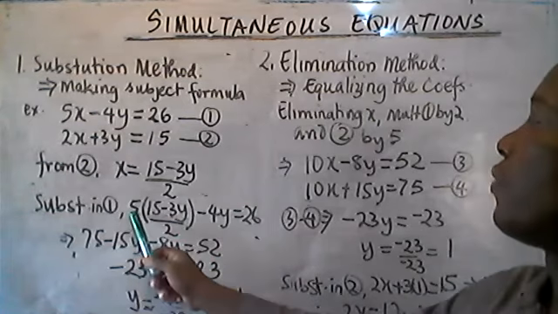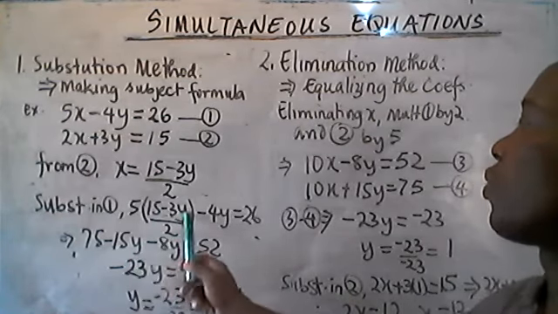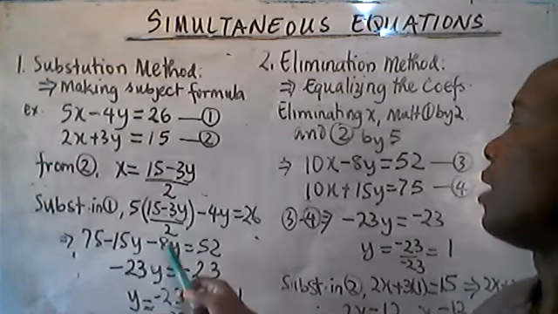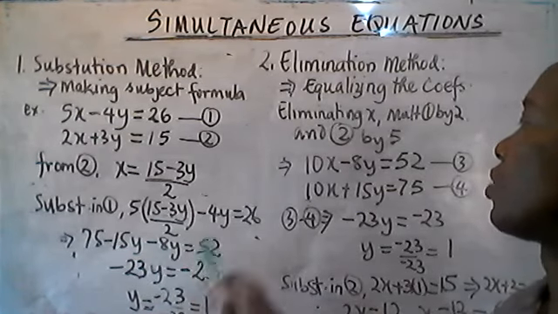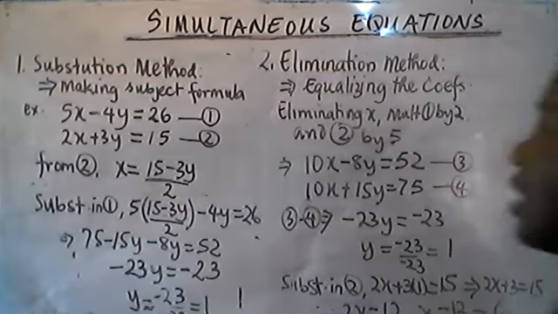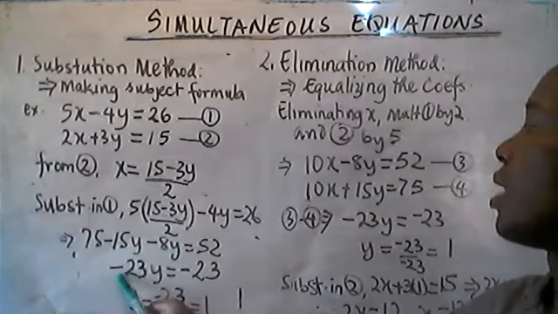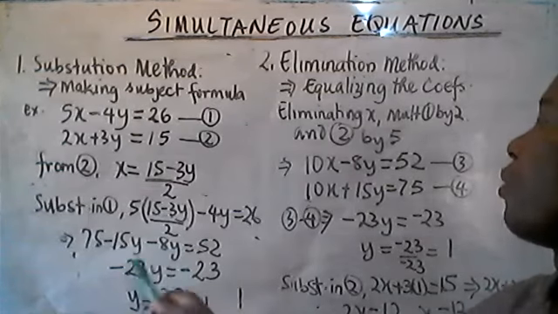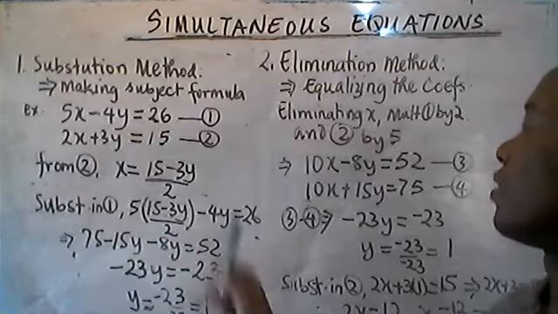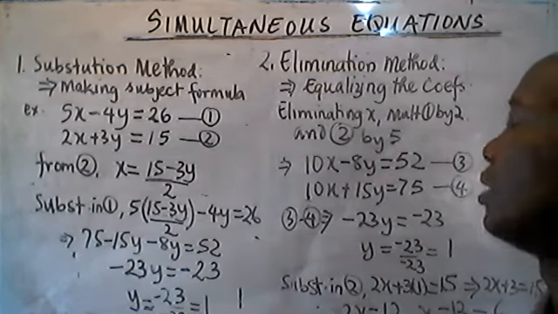So 5 times 15 is 75, minus 5 times 3y is 15y, minus 4y times 2 is 8y, equals 26 times 2 is 52. And when you collect like terms, minus 15y minus 8y is equal to minus 23y, while 52 minus 75, because we are carrying 75 to this side, becomes minus 75. So 52 minus 75 is minus 23.